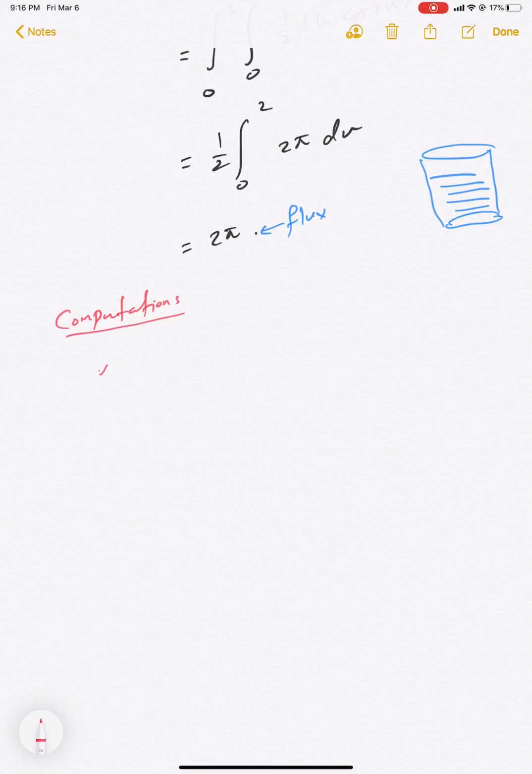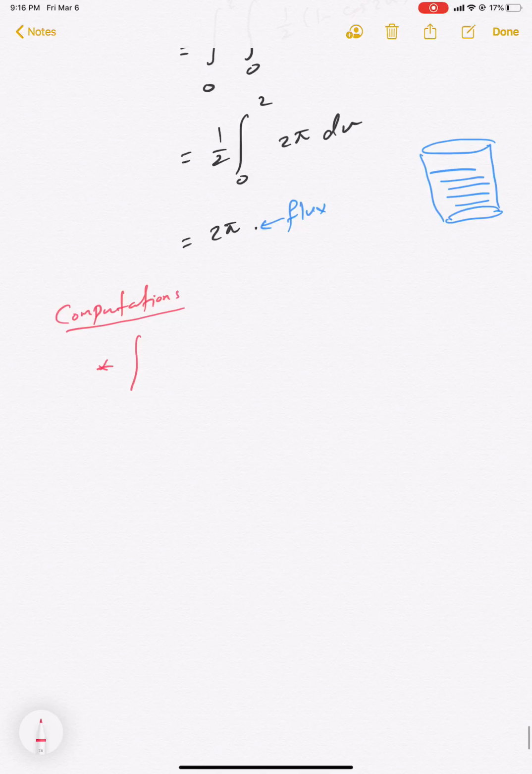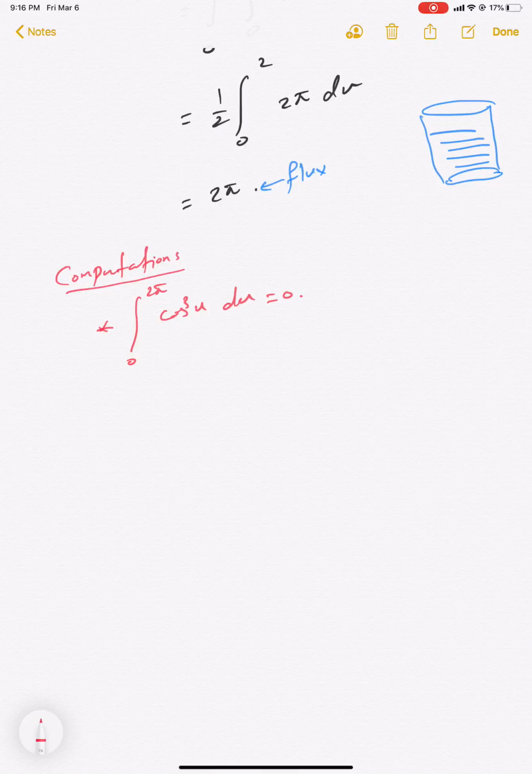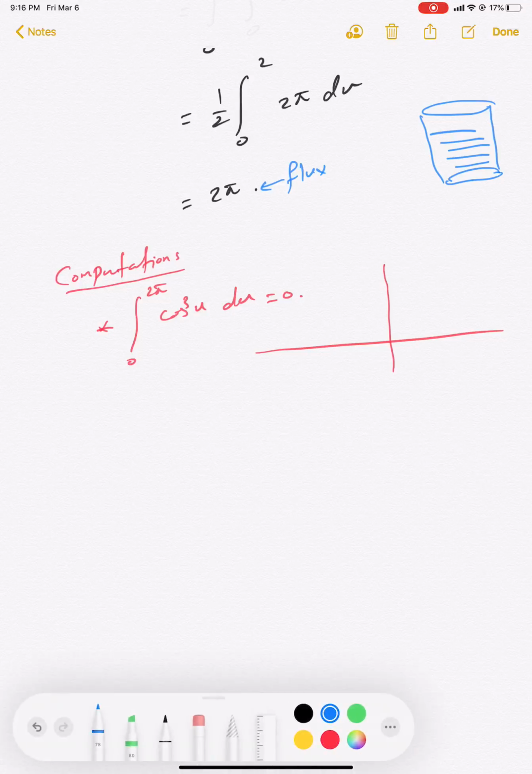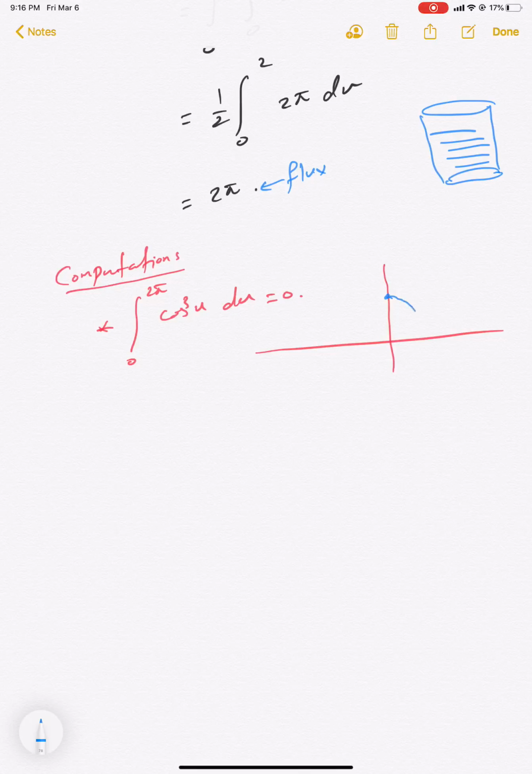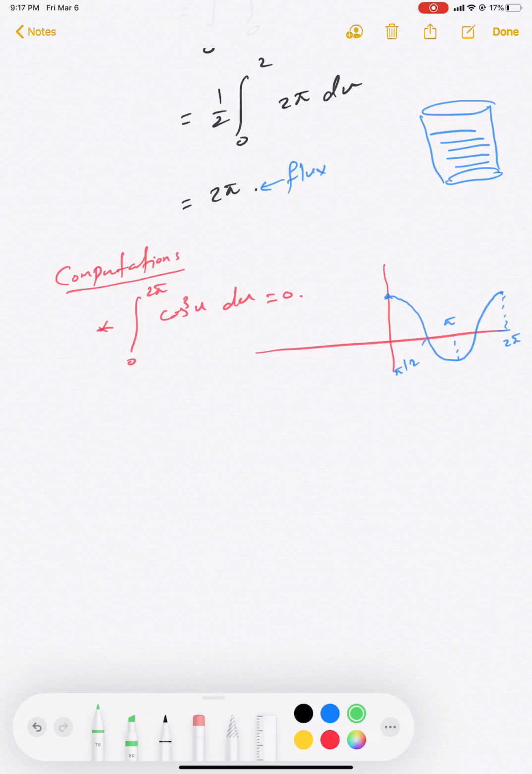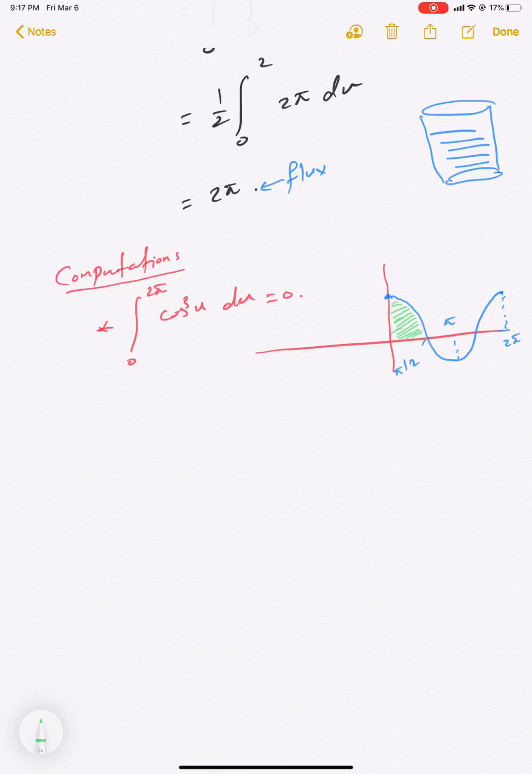So in our computations, we mentioned that the integral of cosine cube u du is equal to 0. Why is it equal to 0 quickly? We can do it in detail like in calculus, but quickly, if we draw the cosine function, it starts here, it goes back, then it goes up. This is 2 pi, this is pi over 2, this is pi, and we know for sure that this region as area is exactly equal to this, and this region here is exactly equal to this. So basically, if you integrate the cosine, it will be 0.